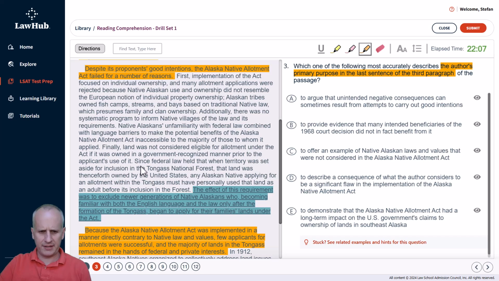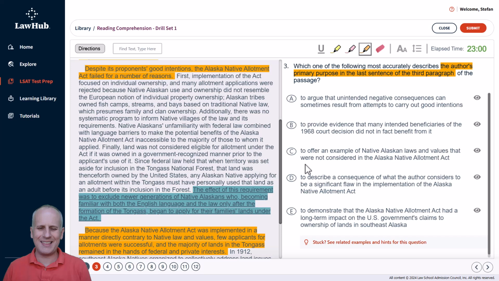So if we read a little bit above, we pick up with, since federal law held that when territory was set aside for inclusion in the Tongass National Forest, that land was thenceforth owned by the United States, any Alaskan native applying for an allotment within the Tongass must have personally used that land as an adult before its inclusion in the forest. The effect of this requirement was to exclude newer generations of Native Alaskans who, becoming familiar with both the English language and the law only after the formation of the Tongass, began to apply for their families' lands under the Act. Because the Alaska Native Allotment Act was implemented in a manner directly contrary to Native law and values, few applicants for allotments were successful, and the majority of lands in the Tongass remained in the hands of federal and private interests.